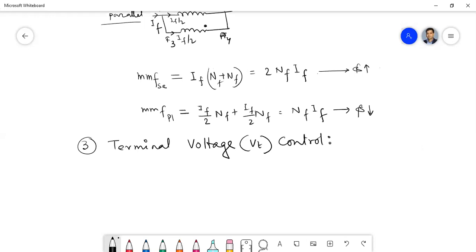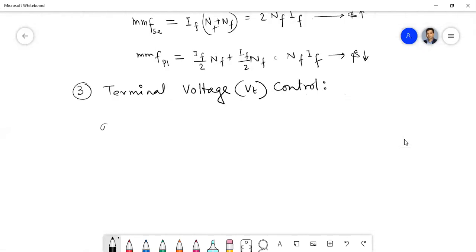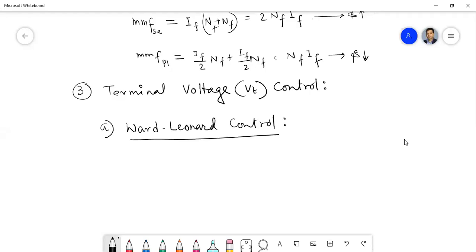Okay, a very common method of terminal voltage control is a well-known technique that is called the Ward-Leonard system, or Ward-Leonard control.